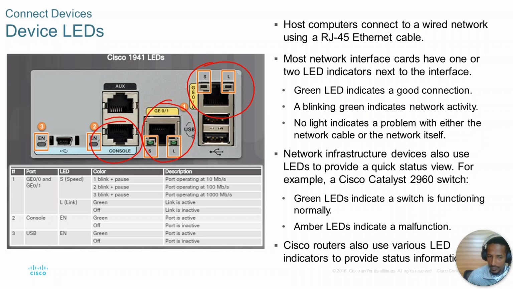We will have different colors whenever they are working. For example, when the console is working, you'll see green. When the USB is working, green indicates they are working. You can also see the speed at which the port is operating. Whenever you have 3 blinks and a pause, we call it a 1 GB network, or 1000 megabits per second port.